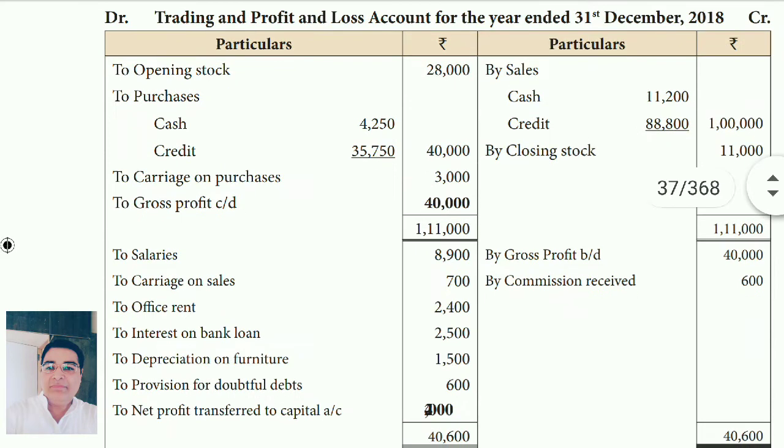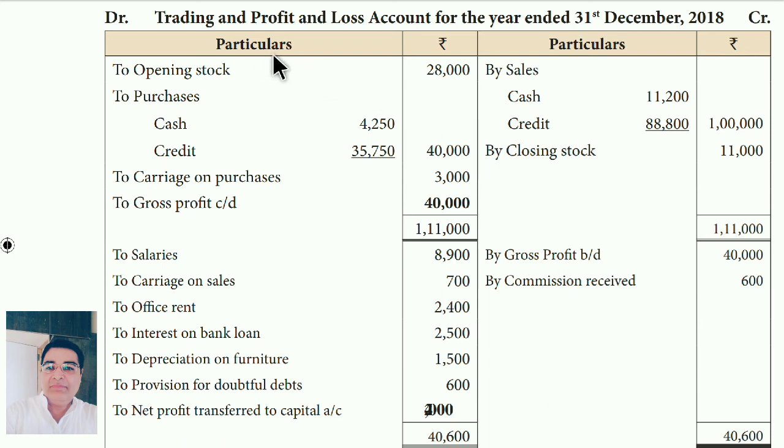So the best way of preparing the trading account and profit and loss account is to prepare the statement of affairs on one page. On the next page prepare the trading and profit and loss account. When preparing the trading and profit and loss account, give half a page for the trading account and half a page for the profit and loss account.